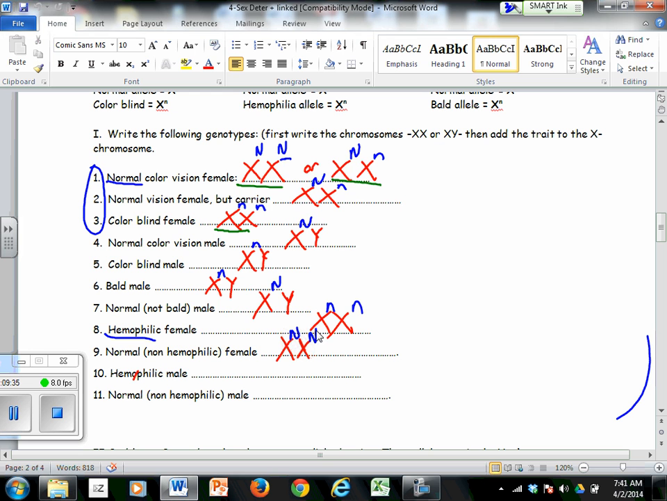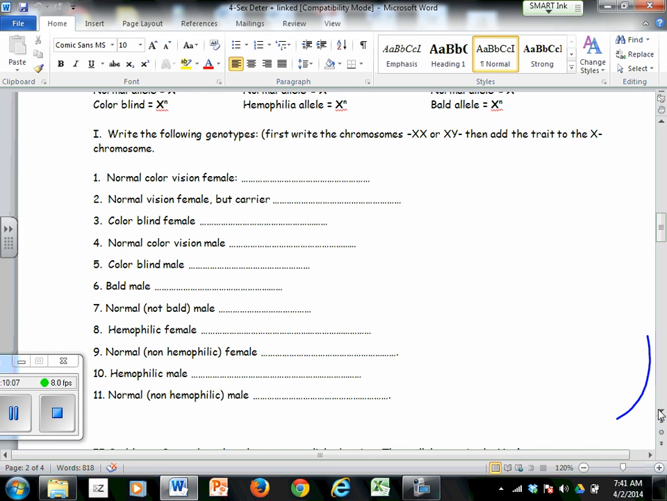She's normal. A hemophiliac male, XY is male, and since he's hemophiliac, it's little n. Then you have a normal male, XY, because it's a male, and normal means X big N Y. So again, we're just dealing with X's and Y's, determining the gender, and we're linking that to the X chromosome. So let's do a Punnett square, so you can do the rest of these by yourself.